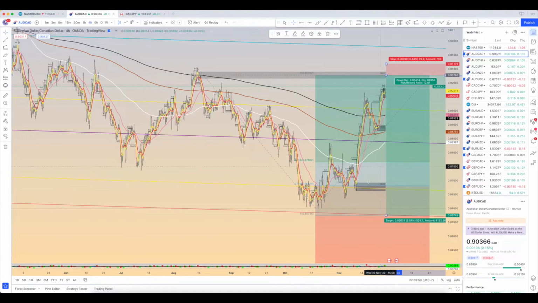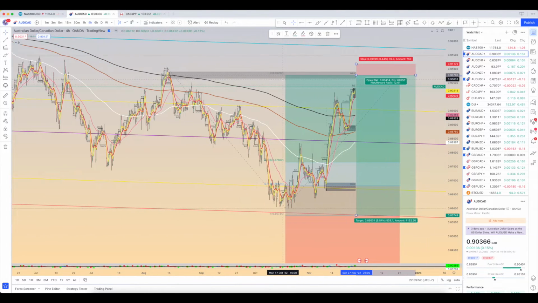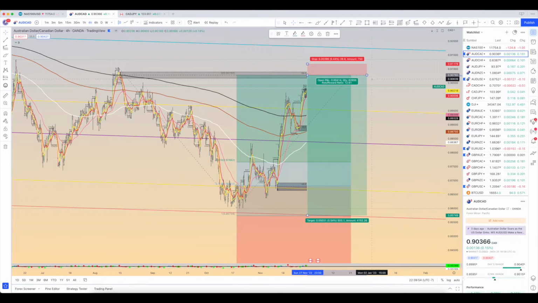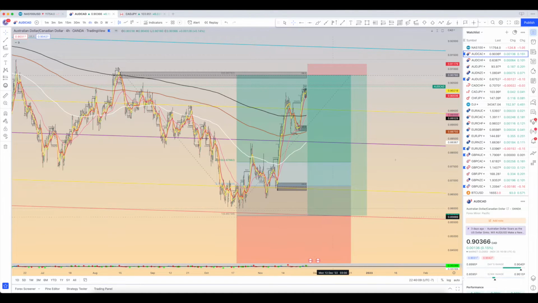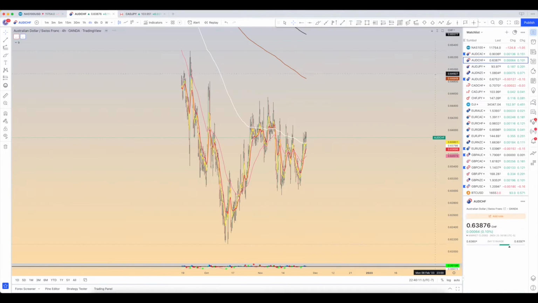Short-term, I would say just to this order block right here. So there's that. Set your alerts however you like. I'm going to set mine right here. Add alert. Crossing, entering sell zone. There we go.